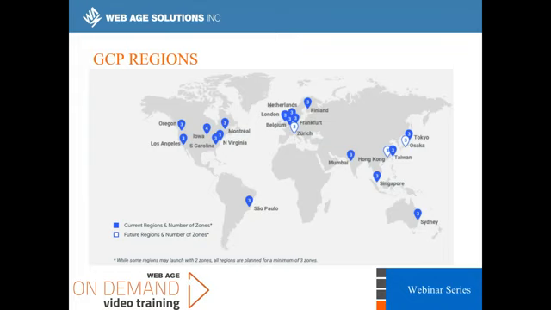So we have at least 3 areas within every region that is completely independent, has its own power, its own connections to the internet, its own management infrastructure, so that if there's a failure within one of those, the other 2 or 3 are not affected. So if you want highly available fault-tolerant compute, you would just spread your compute across multiple zones within a region.